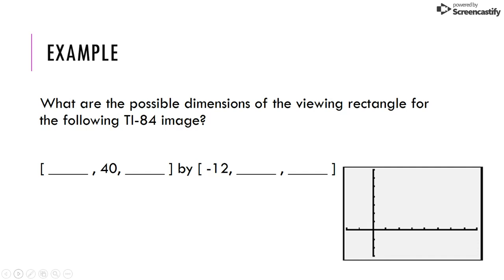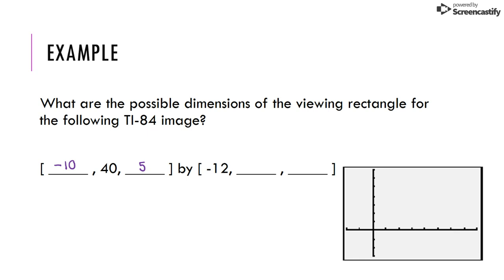Last example, another one where once again, I'm not giving you numbers. We want to find the possible dimensions of the viewing rectangle. And with the x values, this time I'm giving you the maximum. Notice that on the right-hand side, I see 1, 2, 3, 4, 5, 6, 7, 8 tick marks. And if there's 8 of them and it has to go up to 40, that must mean that we are counting up by fives. So count 5 to the left. There's 2 different tick marks. And so that means that the minimum value must be negative 10.